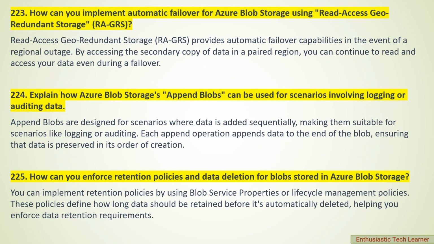How can you implement automatic failover for Azure Blob Storage using Read Access Geo-Redundant Storage, RA-GRS? Read Access Geo-Redundant Storage, RA-GRS, provides automatic failover capabilities in the event of a regional outage. By accessing the secondary copy of data in a paired region, you can continue to read and access your data even during a failover.